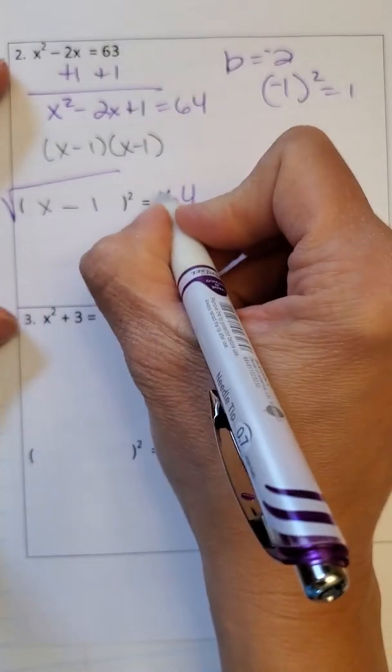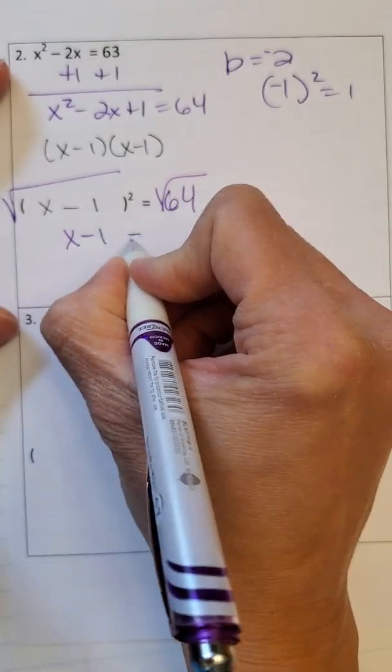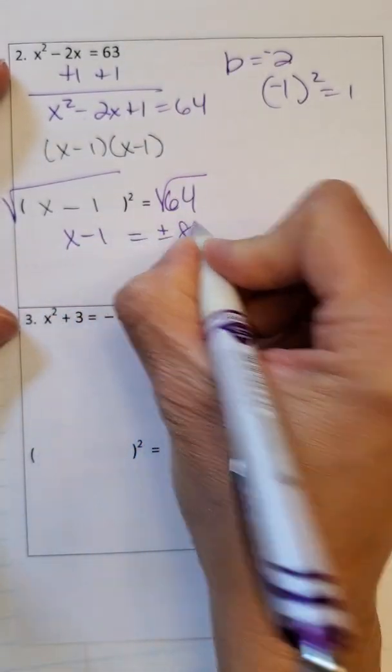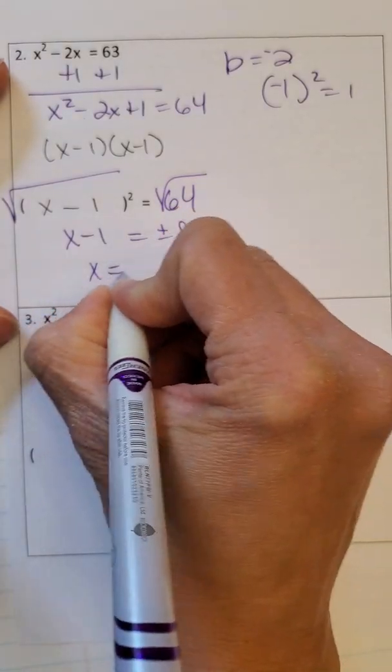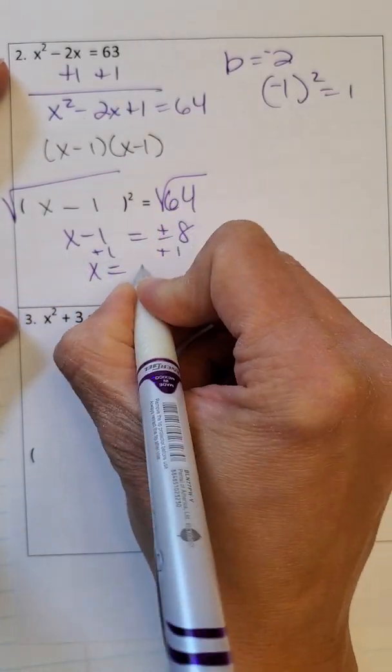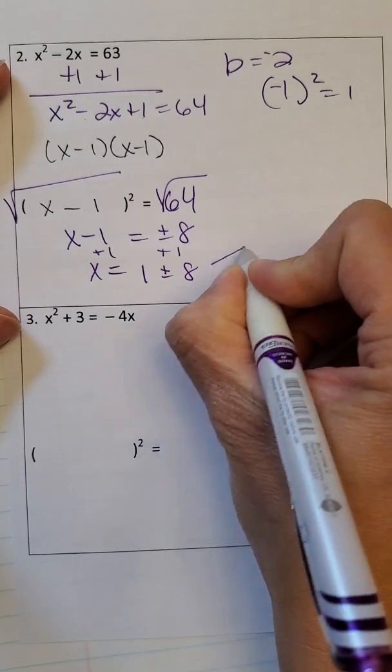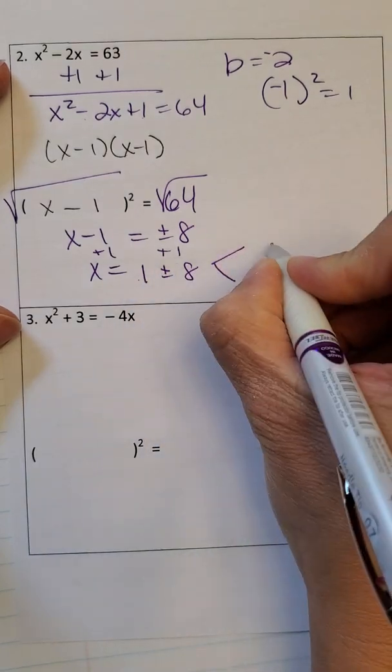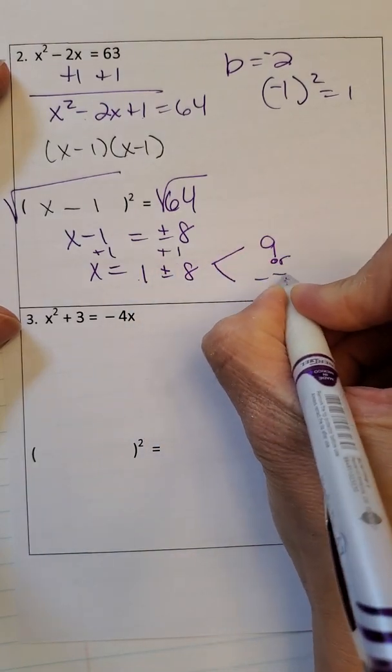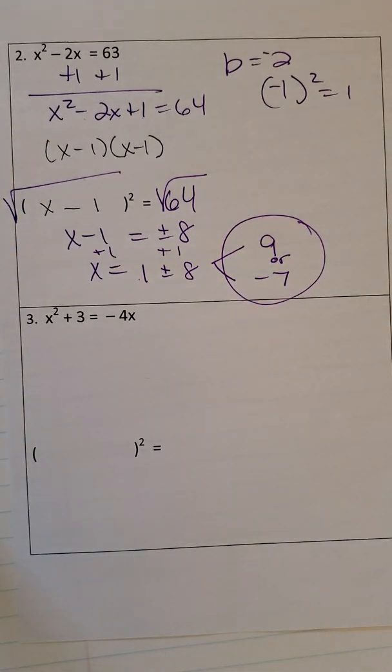And then we square root both sides. So we get x minus 1 equals plus or minus 8. So our answers are x equals, we're going to add 1 to both sides. We're going to get 1 plus or minus 8. So we get 1 plus 8 or 1 minus 8. And those are our answers.